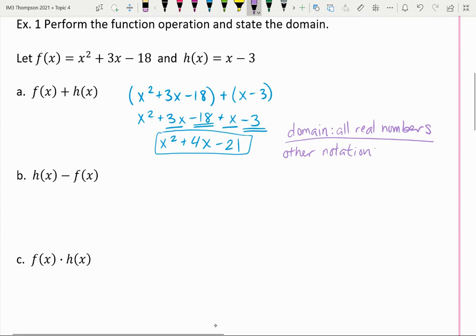We can write all real numbers in different notations. So just to bring those back up, it could also be rewritten as negative infinity to infinity if I write it in interval notation, or negative infinity less than x less than positive infinity if I were to write it in inequality notation, just so we can see a variety and be reminded that they all mean the same thing.